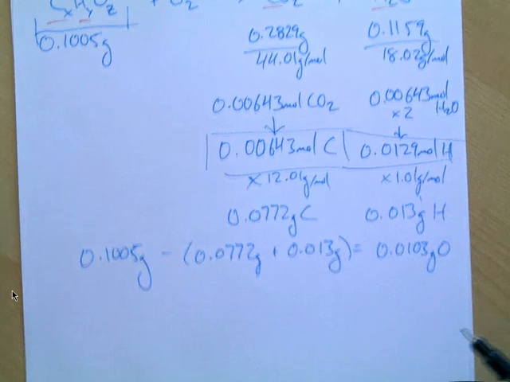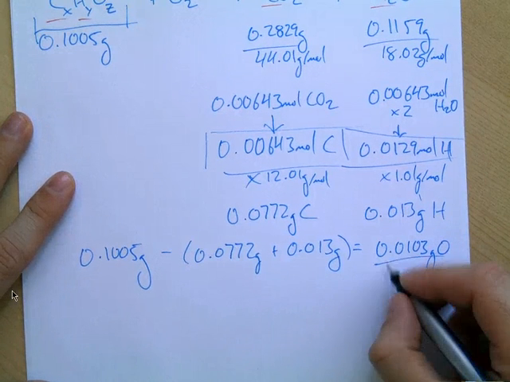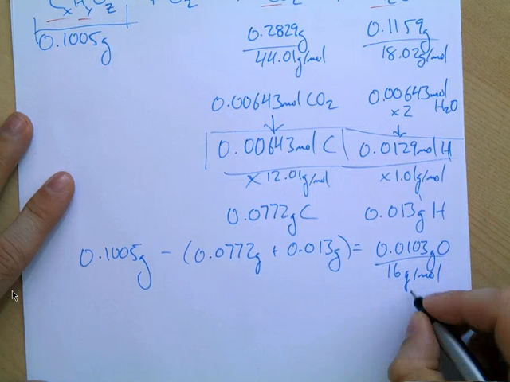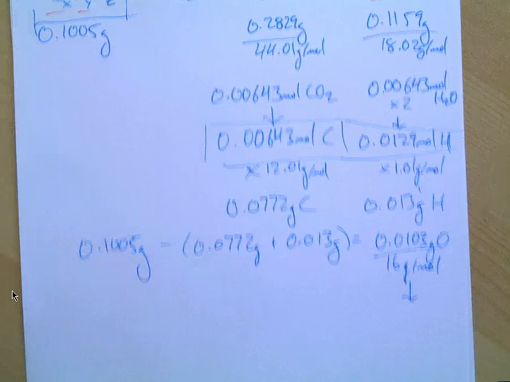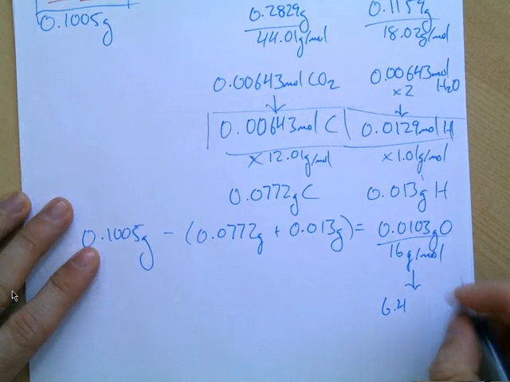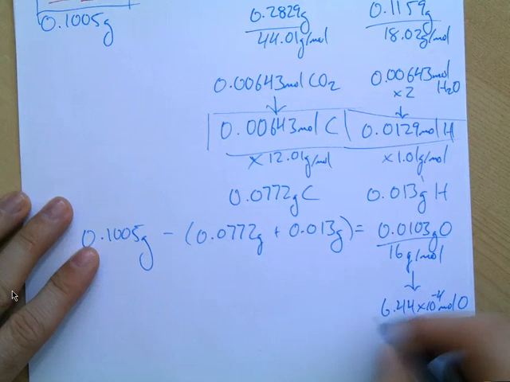Now what's really cool about this is then I can take this number, divide it by the molar mass for oxygen, which is 16 grams per mole, and that will give me the amount of moles of oxygen that I have. When I do that, I get 6.44 times 10 to the negative 4th moles of oxygen. I'm going to put a box around that.